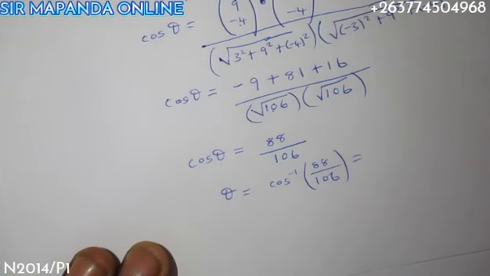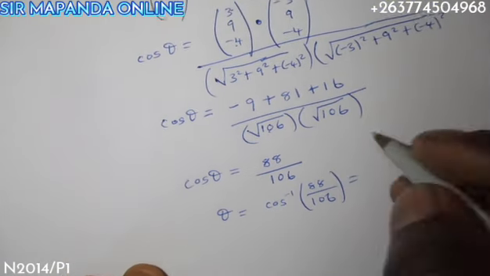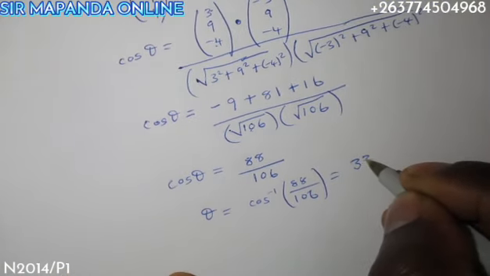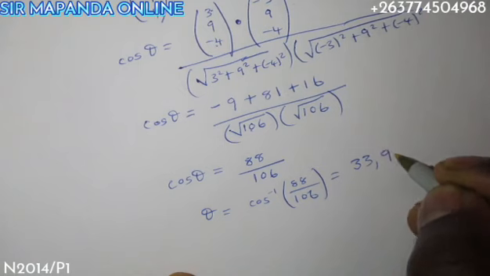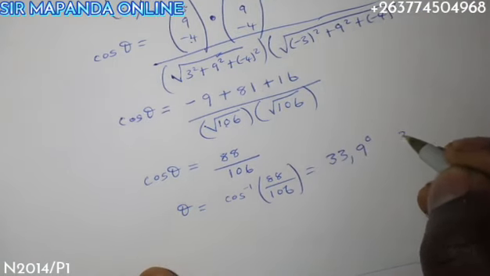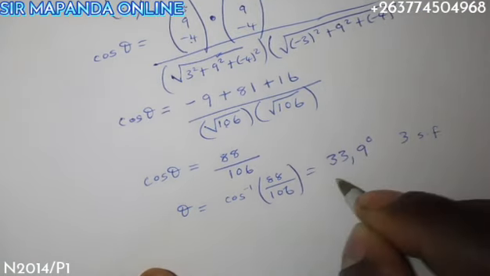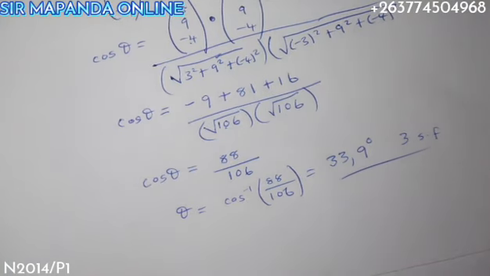Arc cos of 88 divided by 106, you get 33.88, which is as good as 33.9 degrees to 3 significant figures. So this is your angle. I hope you are following. I want you to stay tuned as we move on to question number 10.